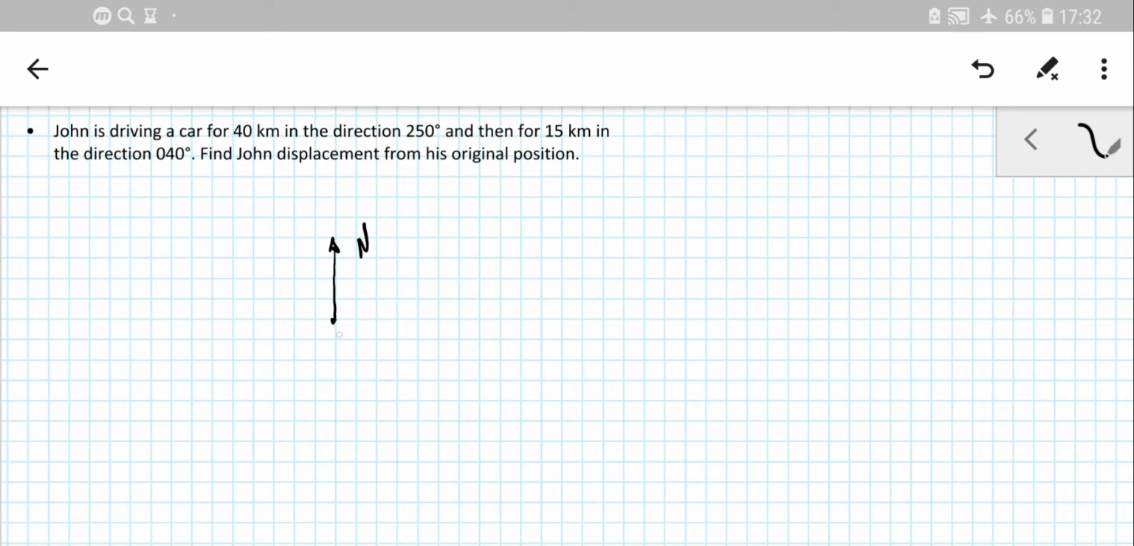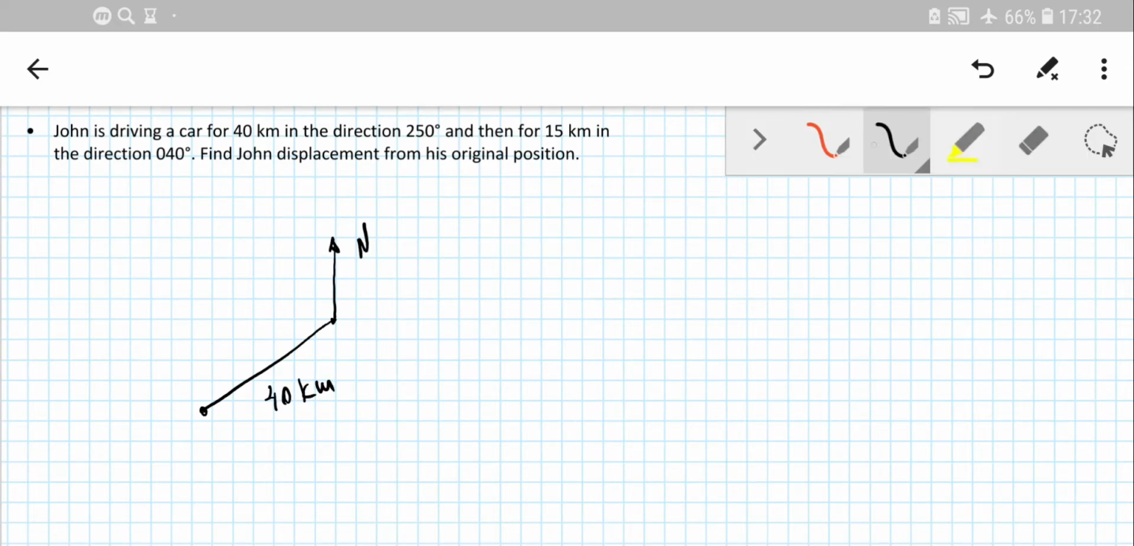So I guess it's somewhere around here. It's basically 70 degrees more than 180. So I guess if I put that line here for 40 kilometers, that would be okay. So I set up 40 kilometers here, and I set up the bearing from the north direction. As you remember, and I remind you once more, 250 degrees. The bearing is measured from the north direction clockwise to your vector. So that's the first vector, 40 kilometers.